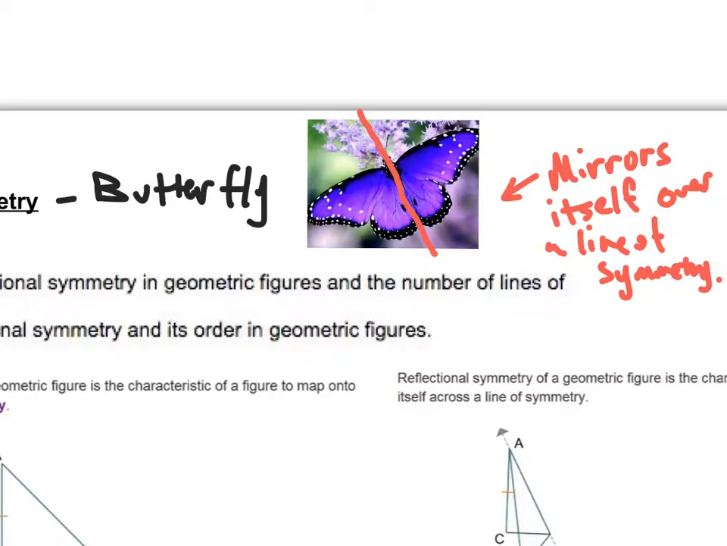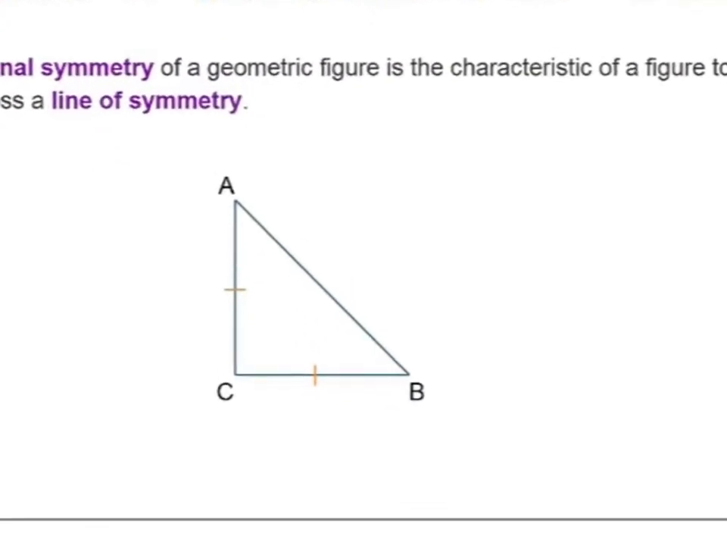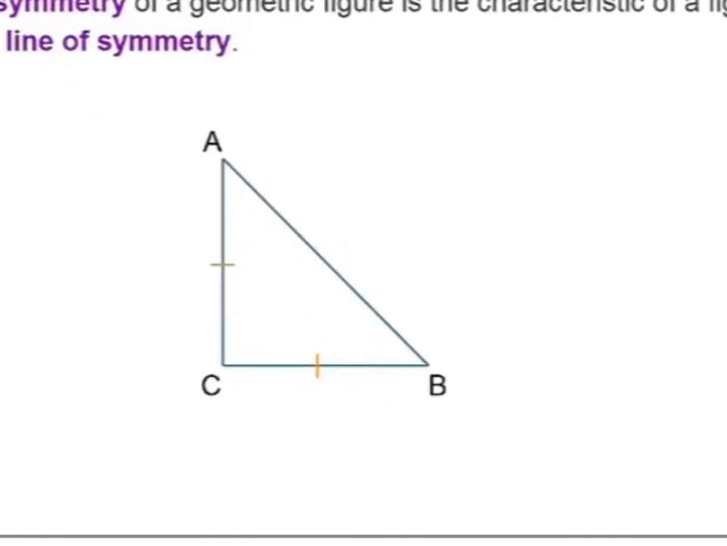What we want to do in this one is identify reflectional symmetry in geometric figures and the number of lines of symmetry. We want to identify rotational symmetry and its order in geometric figures. So the first thing we have is reflectional symmetry of a geometric figure, which is the characteristic of a figure to map onto itself across a line of symmetry.